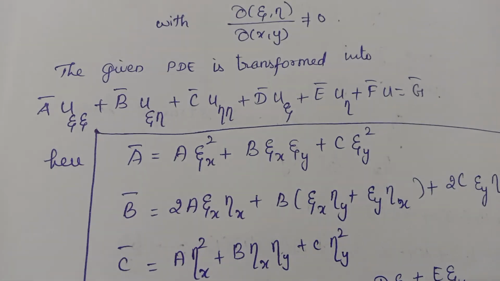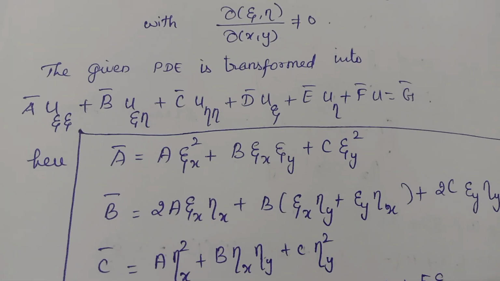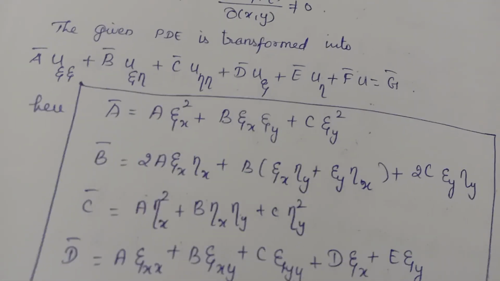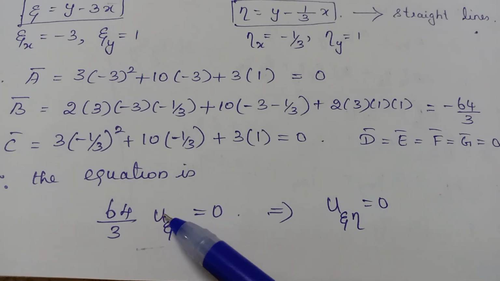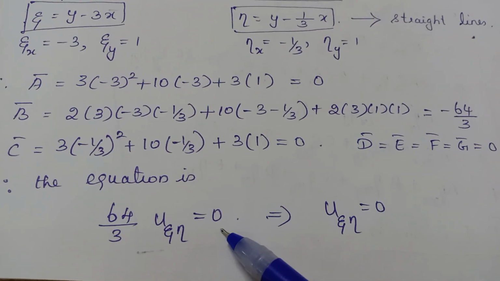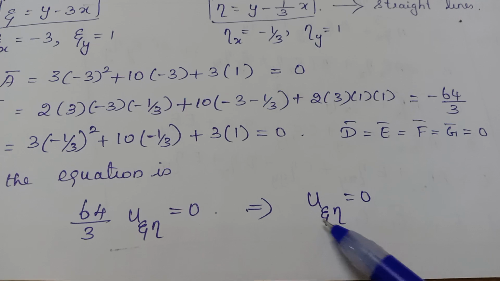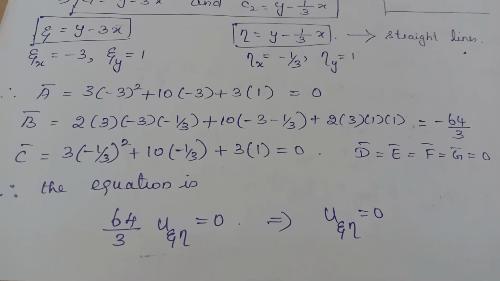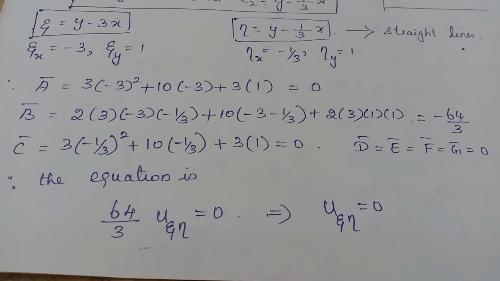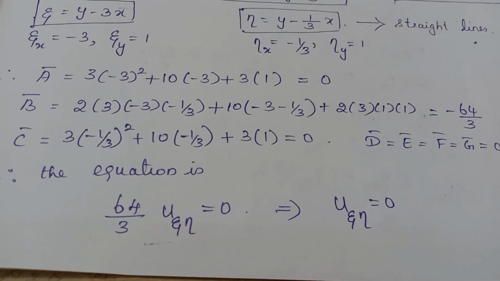So here in the problem we have taken it like psi xx, psi yy, like that. So you have to write the canonical form. The canonical form here is 64 by 3 into u psi eta equal to 0. So u psi eta equal to 0 is the required canonical form. If you can proceed further, you can proceed, otherwise you can leave it up to this. This is called the canonical form.